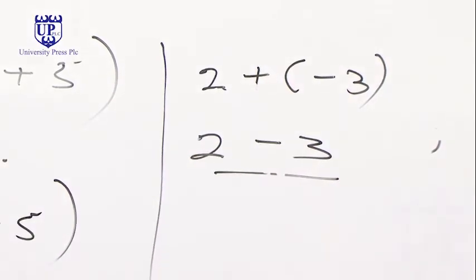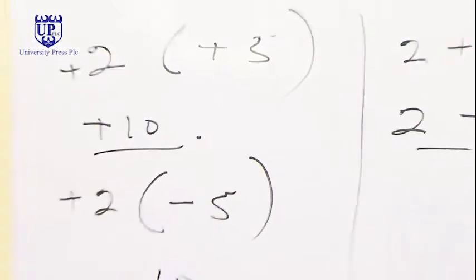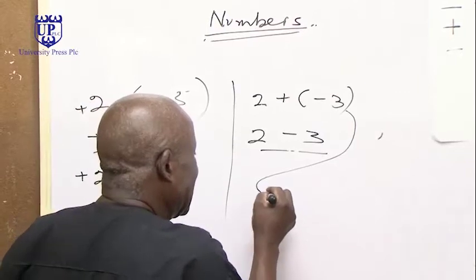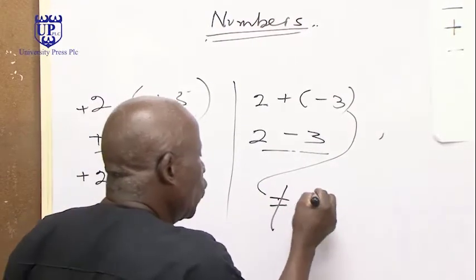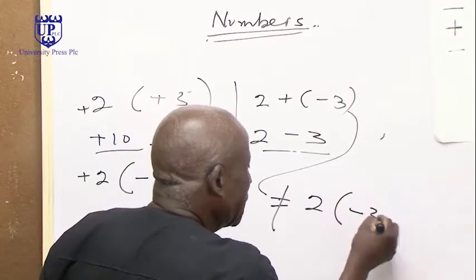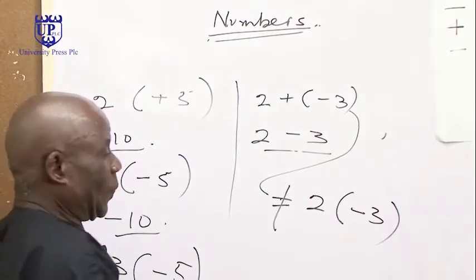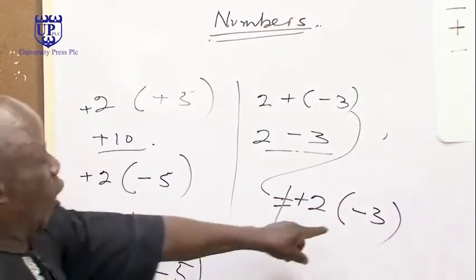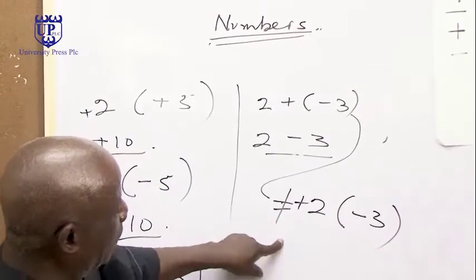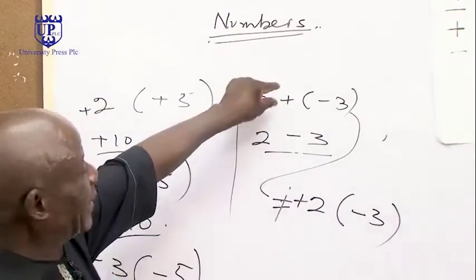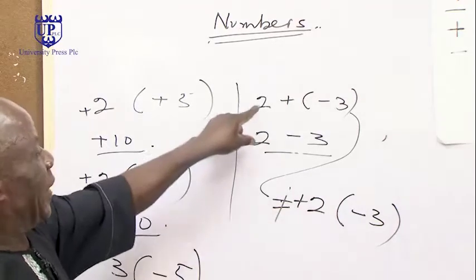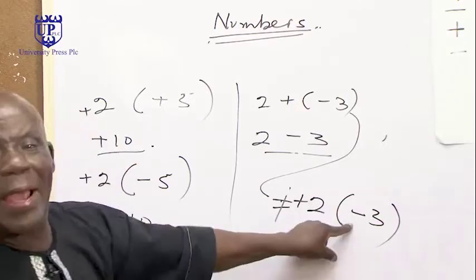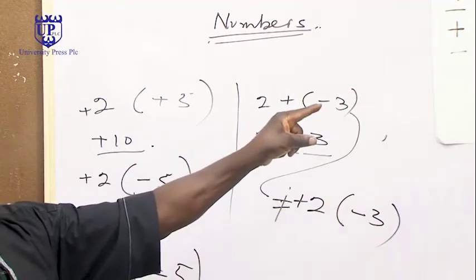It is different from 2 multiplied by minus 3. This one is not the same thing as 2 times minus 3. Please, if you write something, they say plus 2 times minus 3, don't confuse this. This one means not equal to. This can never be equal to this one. This one is 2 plus minus 3, while this one is plus 2 multiplied by minus 3. We should not confuse the two together.